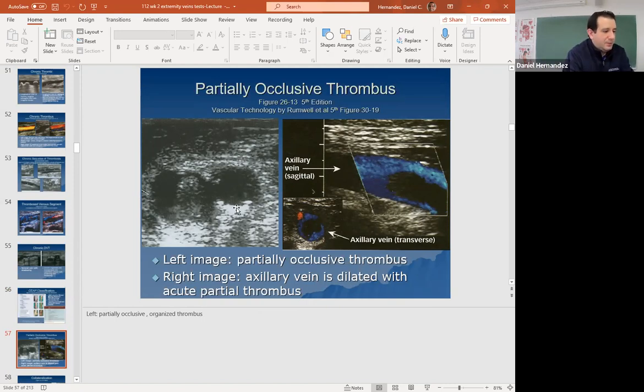So this picture here now, this is an acute thrombus. So this shows a partially occlusive acute thrombus. And in transverse, you can see flow going around that central thrombus. When we turn in sagittal, again, we can appreciate the filling defect. And the area without the flow is our thrombus.